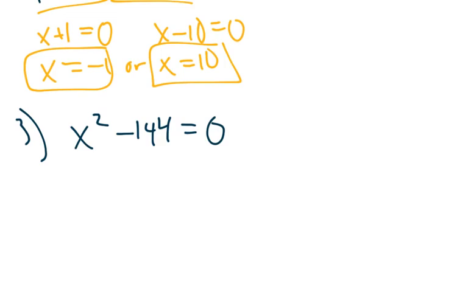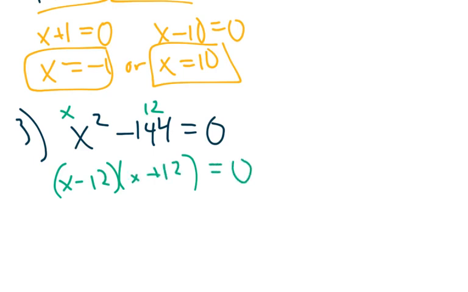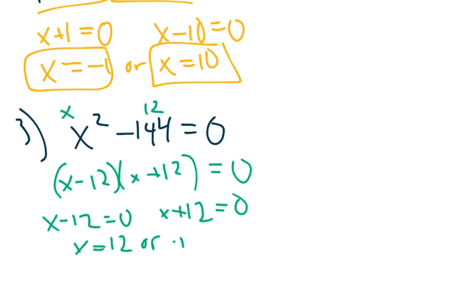So this one is why we talked about those difference of squares, because this is what we have here. This is x squared and this is 12 squared. So when I factor it, I'll get x minus 12, x plus 12 equals 0. Make my two separate equations, x minus 12 equals 0, x plus 12 equals 0. Therefore, x equals 12 or negative 12. And so that covers the basic examples.